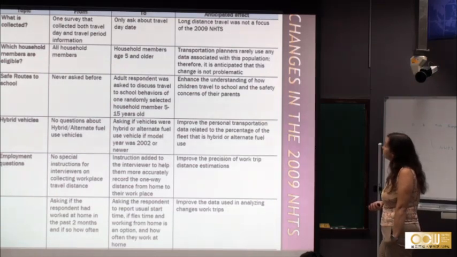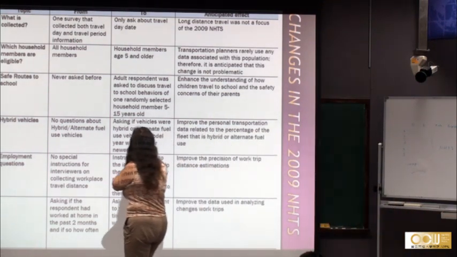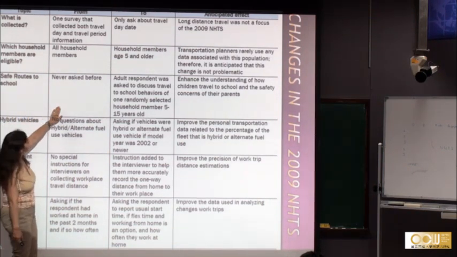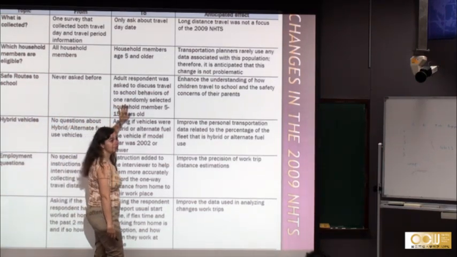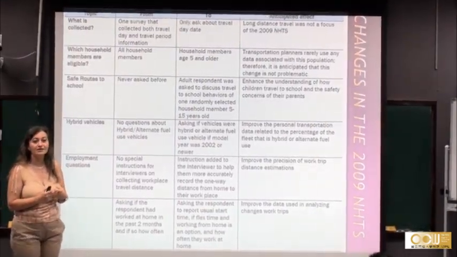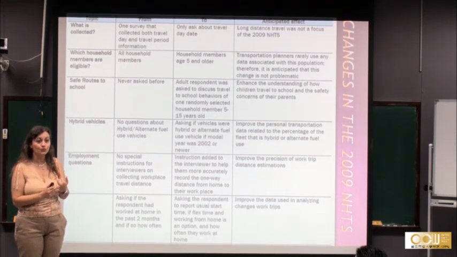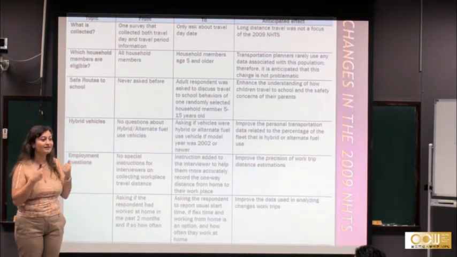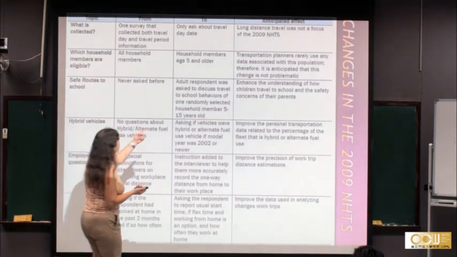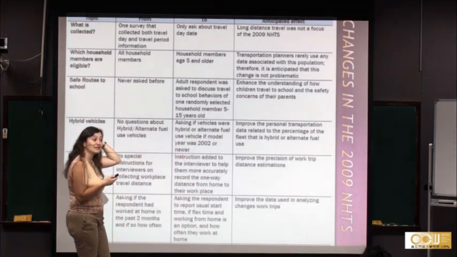So these are what is new. Right, so you have, for example, information about safety to school. It was never asked before, so they are interested in the trip to school. This is extremely important now in the US for a number of things, because they want to train students to walk to school or to bike to school, or to take the bus. They don't want parents to drive the kids to school anymore. They are concerned about obesity. They want active kids, and they want to know if the routes to school are safe or not. So they want to enhance the understanding about children's travel to school and the safety that is a major concern for their parents.